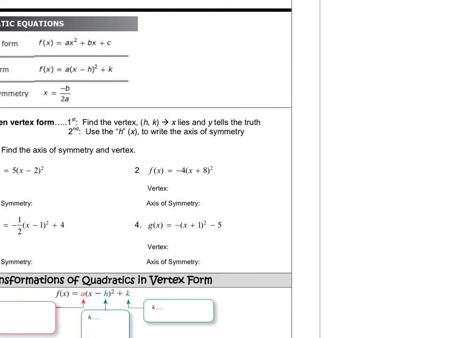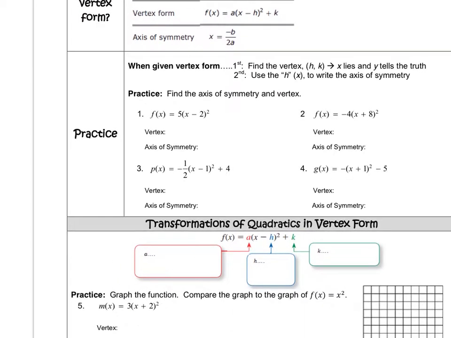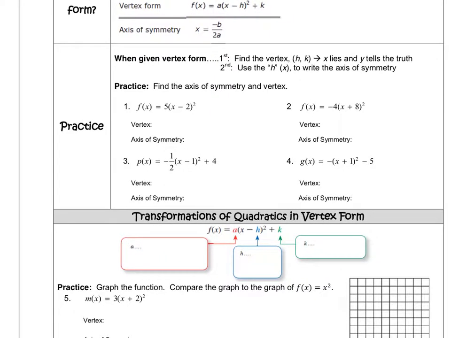All right, so given our vertex form, there's a couple of things that we can do. We can use the h and the k to find our vertex. We can also use the h to write our axis of symmetry. These are very helpful things.